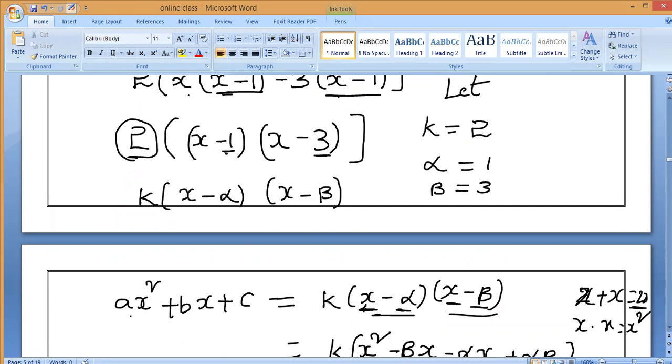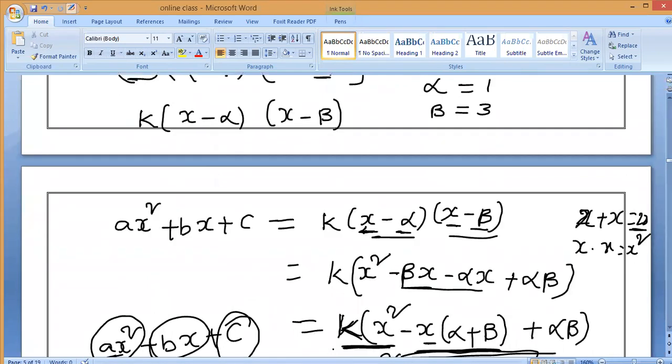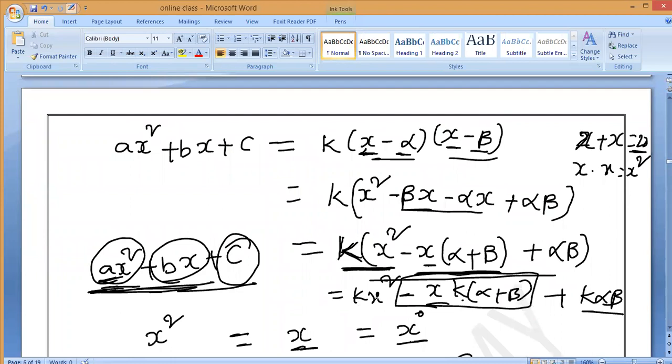General form of the quadratic polynomial: ax square plus bx plus c is equal to k into x minus alpha into x minus beta. Okay. First, multiply these two terms, x minus alpha into x minus beta. Then we get one equation: kx square minus x into k into alpha plus beta plus k into alpha beta. Here these two are equal. The general quadratic polynomial and this expression are equal. Understood?